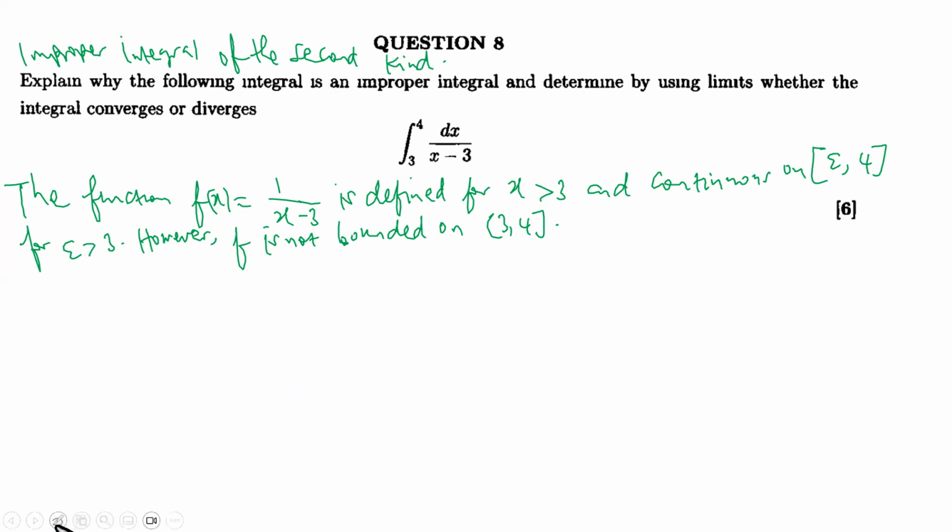Next, explain why the following integral is an improper integral, and determine by using limits whether the integral converges. So we explained why this is improper. This is the explanation. Next we determine using limits the convergence of this.